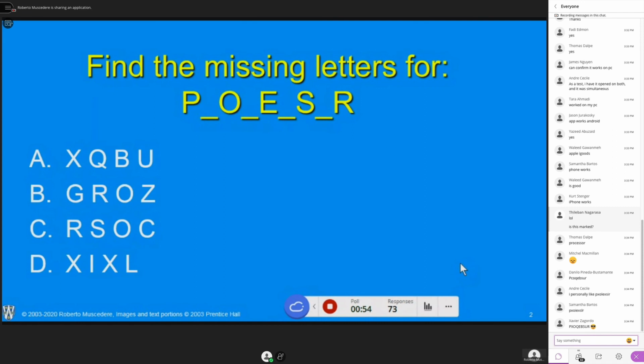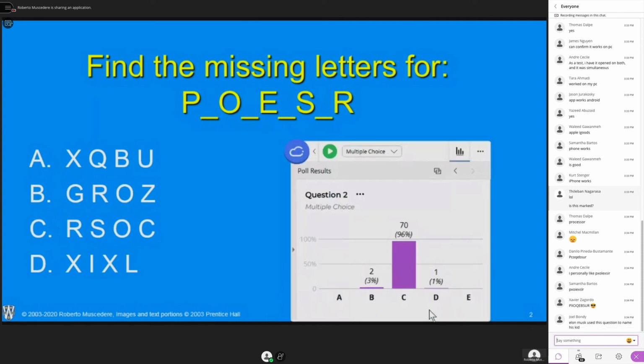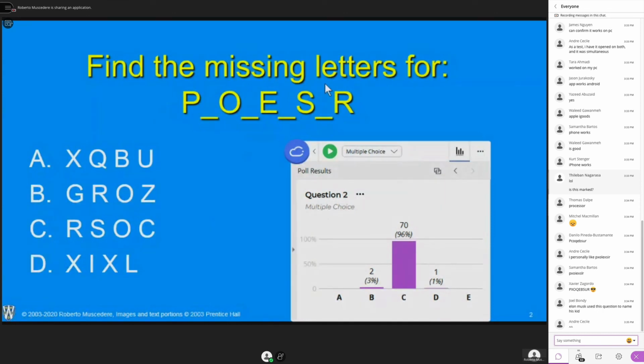Okay, so I'm not going to wait much longer here. So I'll stop the response here. And let's look at the results. And everyone picks C. Now you probably should know that the missing letters generates processor.